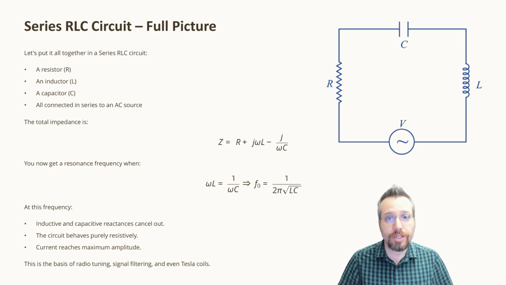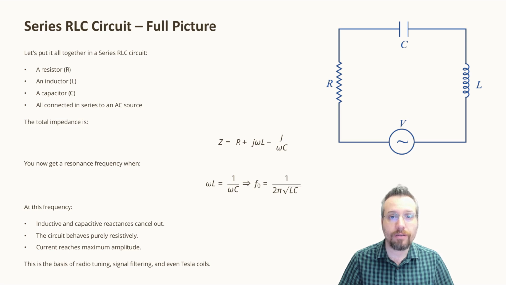Let's put it all together in a series RLC circuit. A resistor R, an inductor L, and a capacitor C, all connected in series to an AC source. The total impedance is equal to R plus j omega L plus 1 over j omega C. You now get a resonance frequency when omega L is equal to 1 over omega C, which means our resonance frequency is 1 over 2 pi times square root of LC. At this frequency, inductive and capacitive reactances cancel each other out. The circuit behaves purely resistively, and current reaches maximum amplitude. This is the basis of radio tuning, signal filtering, and even Tesla coils.